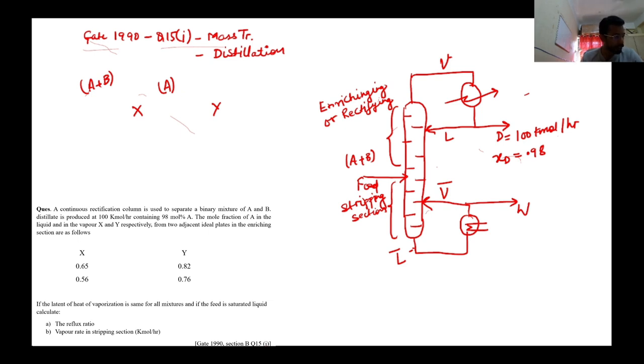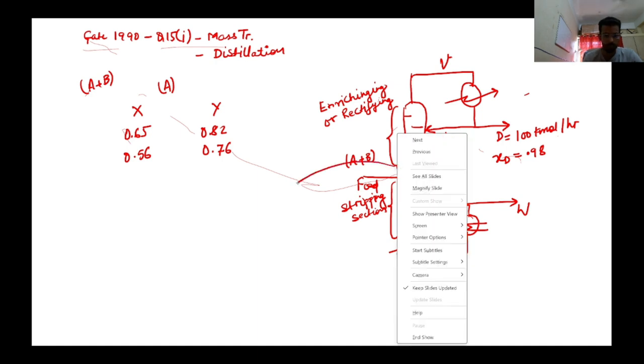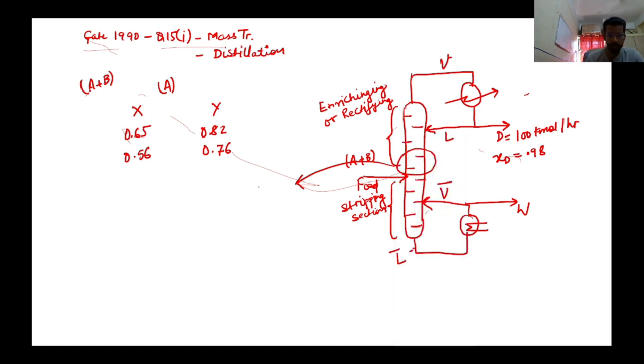From two adjacent ideal plates in the enriching section, the compositions are as follows. In the enriching section, from two adjacent plates, the composition is 0.65 and 0.56, 0.82 and 0.76. So suppose we have a part of this. If I have two adjacent plates, if I zoom this portion, we have two plates.